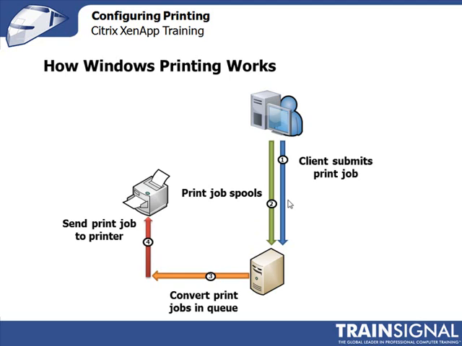So this is the entire process. There's like 4 steps of getting from the client to the actual printer. The client makes a connection to the print server and sends the print job, where it spools. The server converts the print job into a file that the printer understands, puts it in the queue, processes it, and then sends it out to be printed from the actual print device.